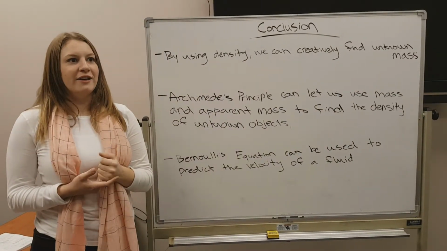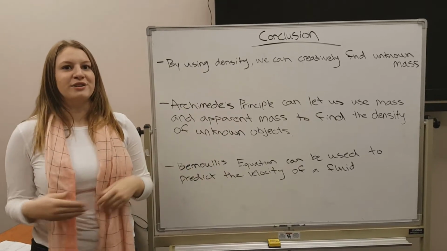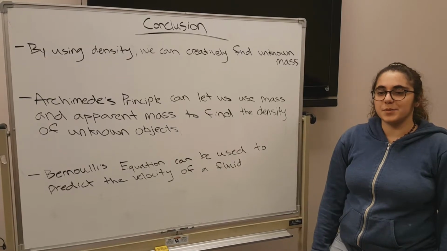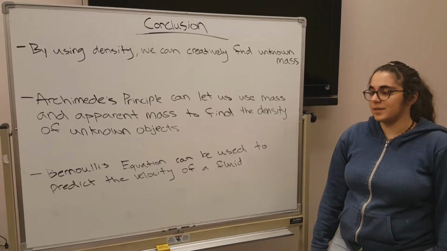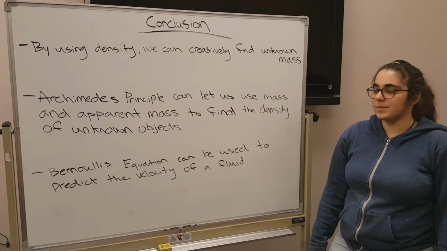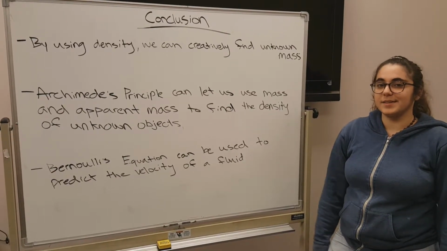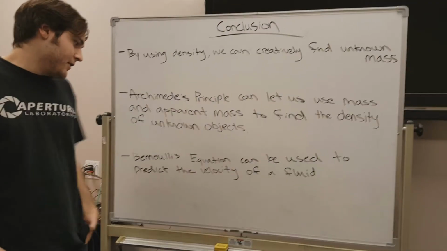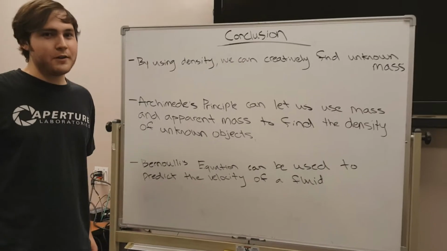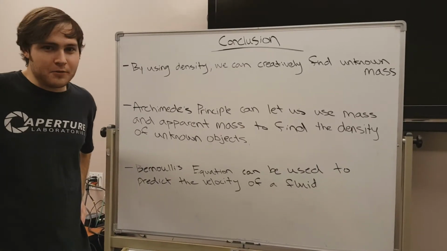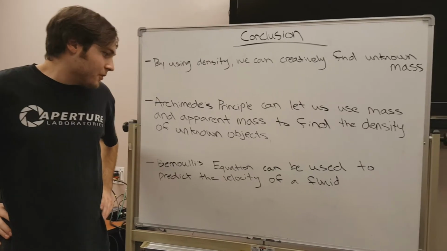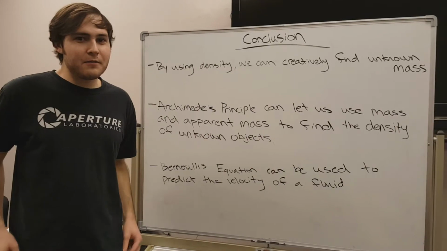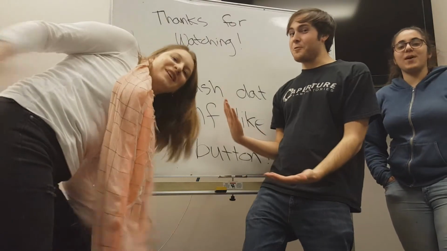This would be useful if you were stuck on a desert island and for some reason you wanted to know the mass of a coconut. In the second procedure, we use Archimedes' principle to find the density of an object by measuring the buoyancy and the apparent mass. So using Bernoulli's equation, we can predict the velocity of a fluid exiting any sort of opening. So I guess that could be useful in that we can find out how fast water is coming out of a hose or something.